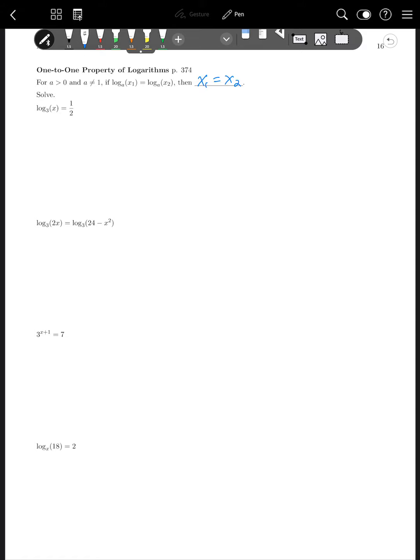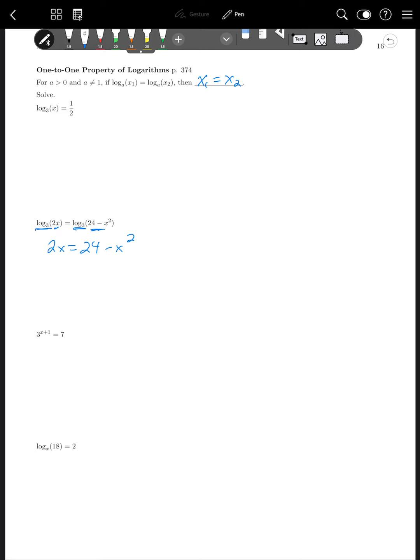So if you notice here, these two equations both have log base 3. That means that their insides must equal each other. So 2x must equal 24 minus x squared. And now we can solve this using the methods we've talked about for solving quadratic equations.